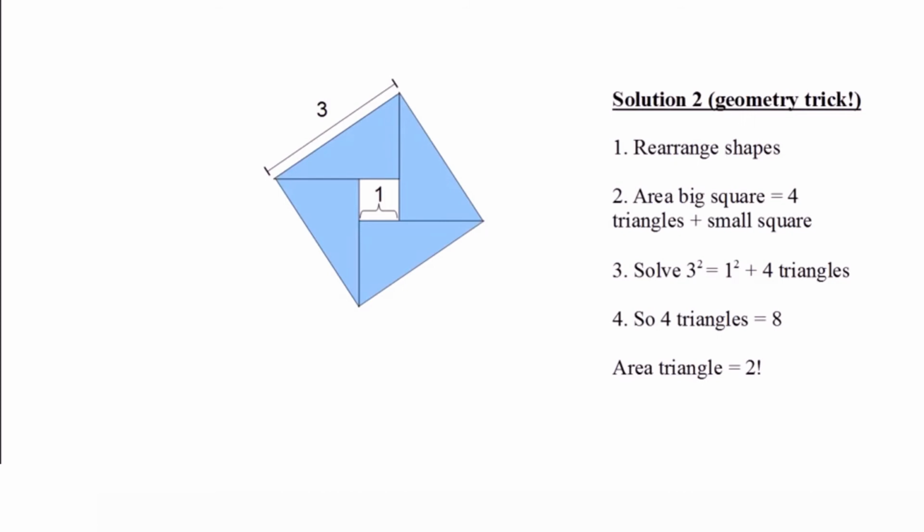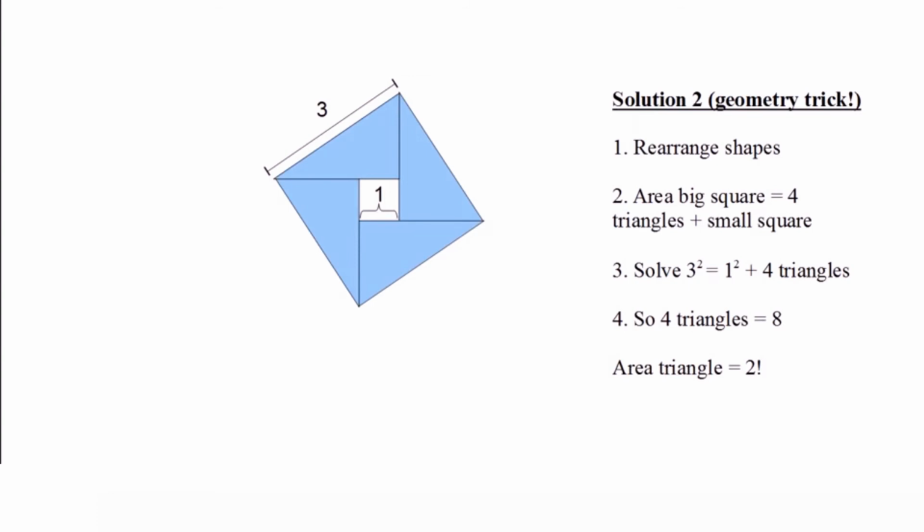Now we notice something neat. We basically have a big square, which has a side 3, and we have the 4 triangles, and we have a small square. From this we can figure out the answer. We know that the area of the big square is equal to the area of the 4 triangles, plus the area of the small square.